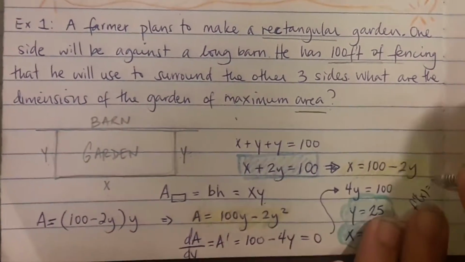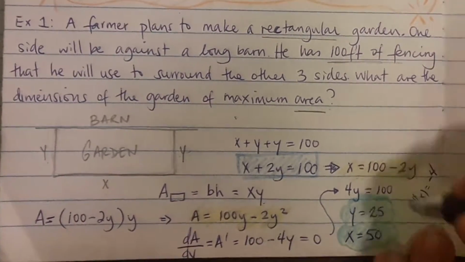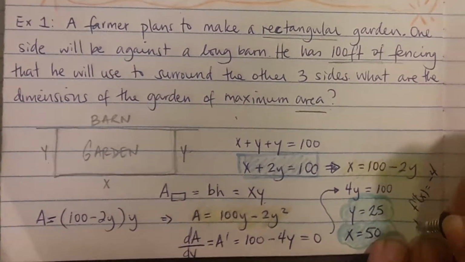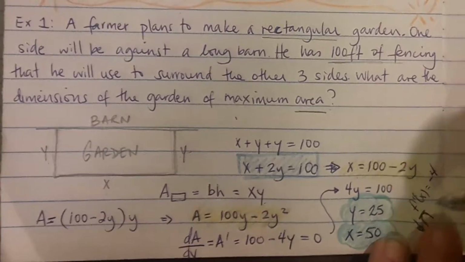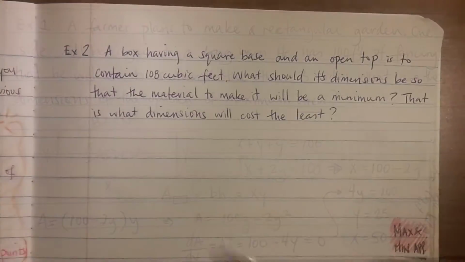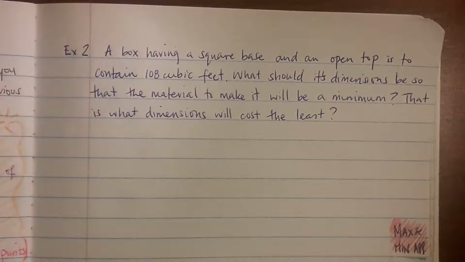Now check if it's a maximum or minimum by taking the second derivative. The second derivative of that original function is negative 4. It doesn't matter what you plug in, it's always going to be negative 4, which means that's negative, concave down, which means that's a maximum. So that makes sense. That's the maximum area. Pause the video and copy this down.